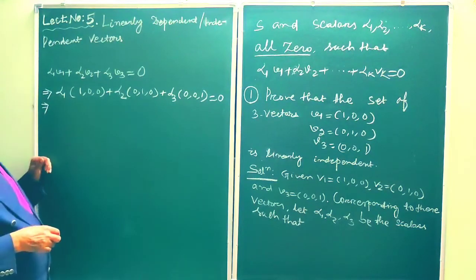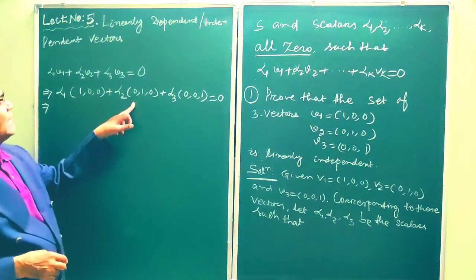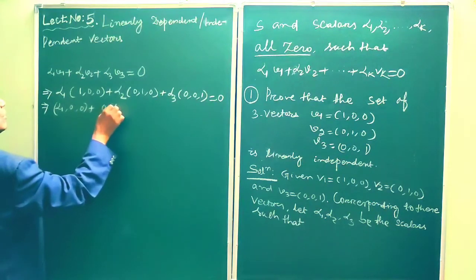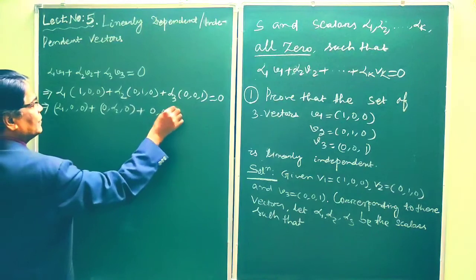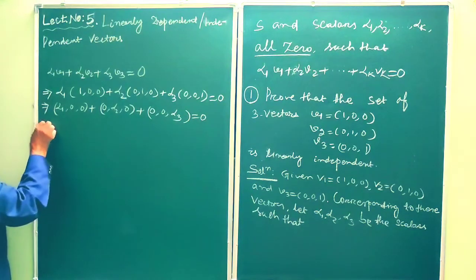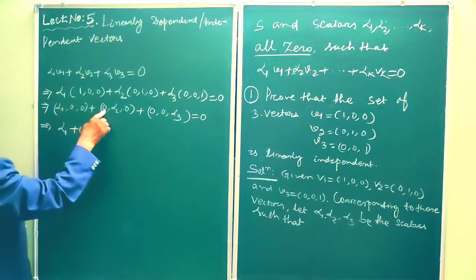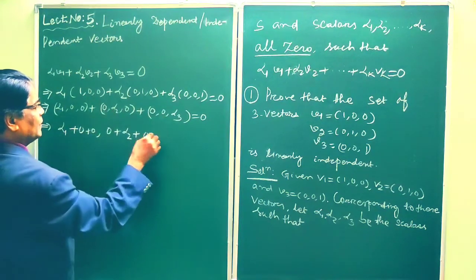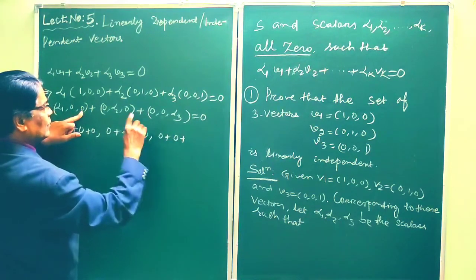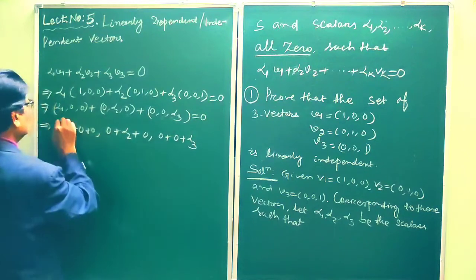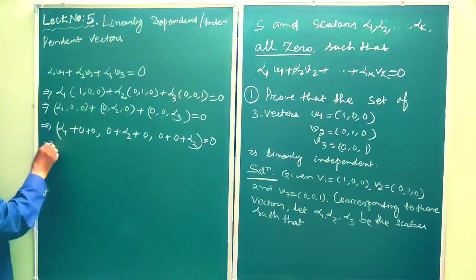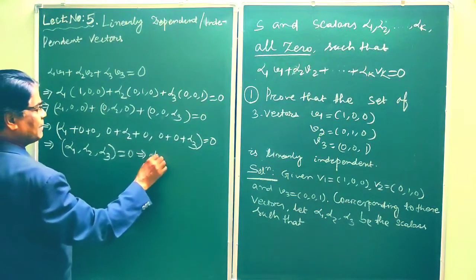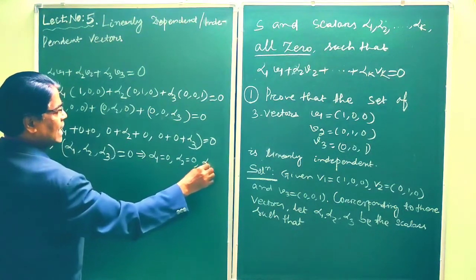Now let us multiply alpha 1 to the first vector, alpha 2 to the second vector, and alpha 3 to the third vector. So it will be alpha 1 0 0, plus 0 alpha 2 0, plus 0 0 alpha 3 is equal to 0. Now adding, we get alpha 1 plus 0 plus 0, 0 plus alpha 2 plus 0, 0 plus 0 plus alpha 3 is equal to 0. This implies alpha 1 is equal to 0, alpha 2 is equal to 0, alpha 3 is equal to 0.